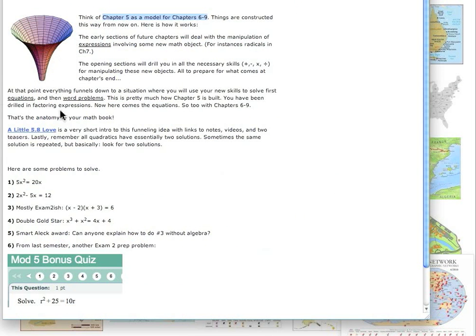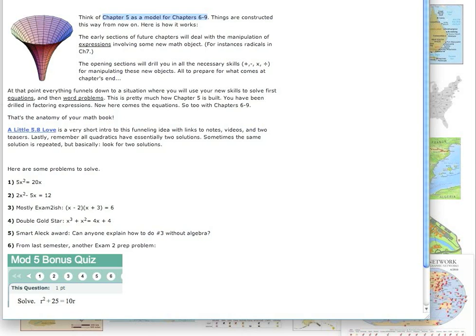Now, this is the bulletin post for section 5.8, which is where we are today. And what I wrote here was that you should think of chapter 5 as a model for chapters 6 through 9. And that's the look forward. Essentially, what's happened here in chapter 5, if you've noticed, is that we've had 8 sections. In 5.1 through 5.7, we haven't seen an equation or a word problem. It's all been about manipulating expressions. And now suddenly in 5.8, we have equations and a small section of word problems. And that's the way it's going to be from now on forward.